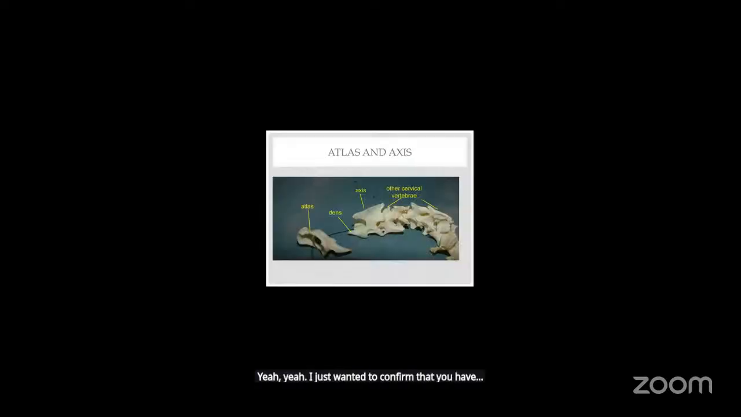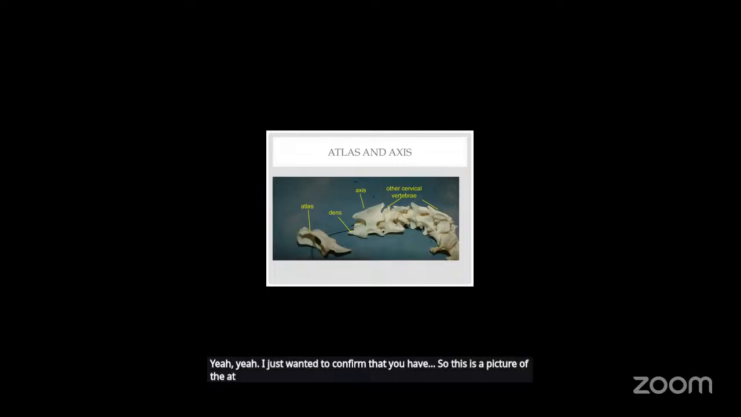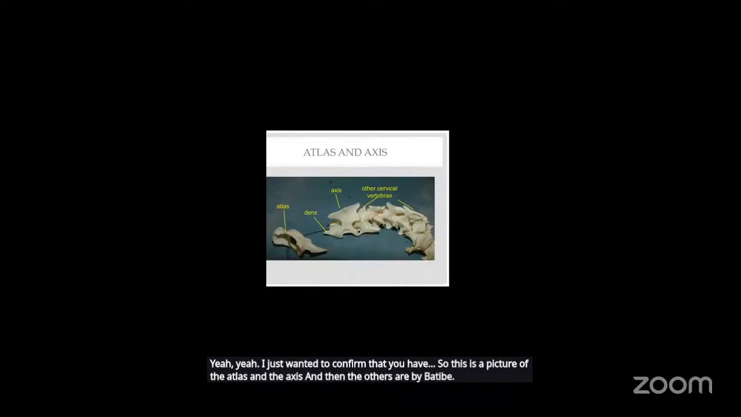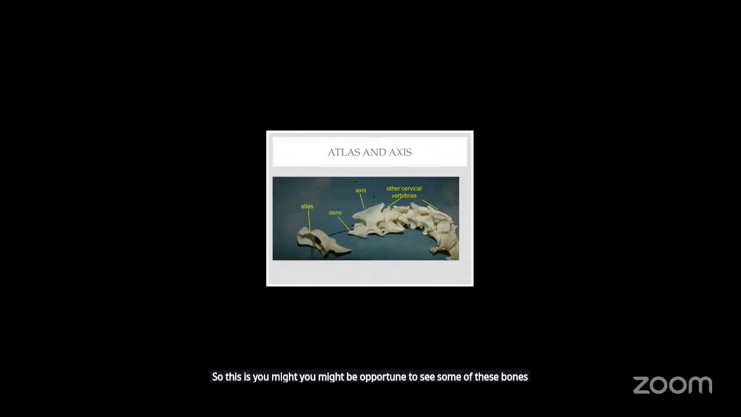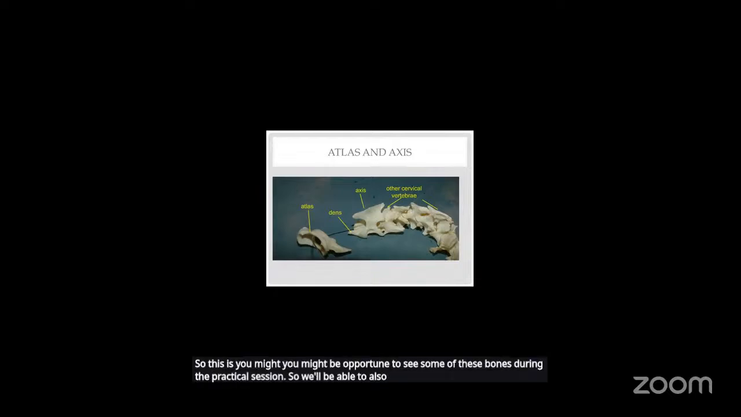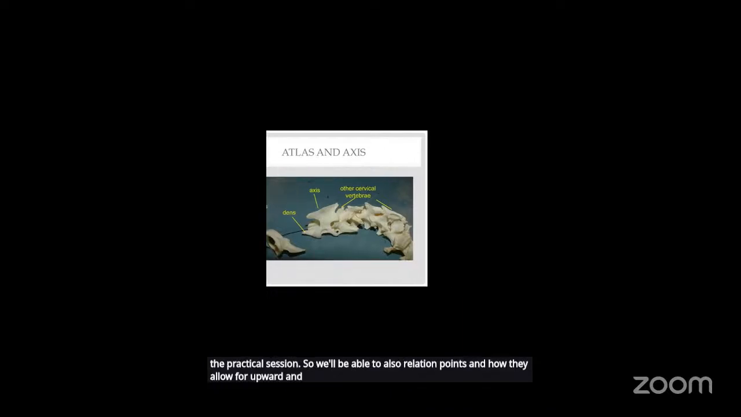So this is a picture of the atlas and the axis vertebrae, and then the others are cervical vertebrae. You might have the opportunity to see some of these bones during the practical session, and be able to see the articulation points and how they allow for upward and downward movement of the skull.